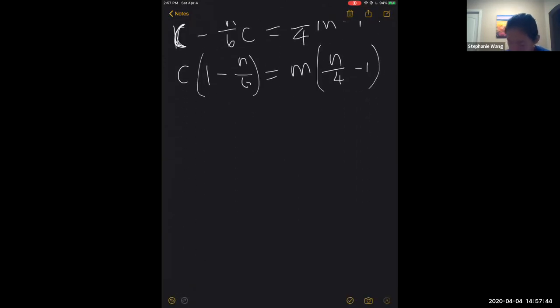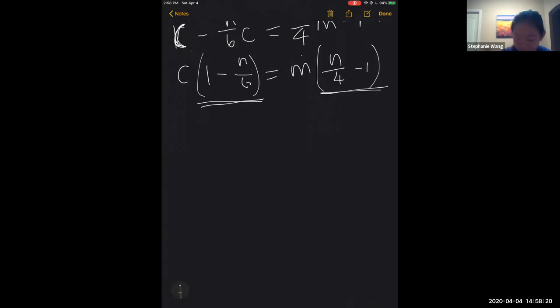So now we've got to look. It says that the amount of coffee and milk is non-negative or not zero. So basically it has to be positive. C and M are both positive, which means that 1 minus n over 6 and n over 4 minus 1 have to be the same sign in order for these two to equate. And now we know that n over 6 has got to be less than n over 4, right? So therefore this has to be positive and this also has to be positive.